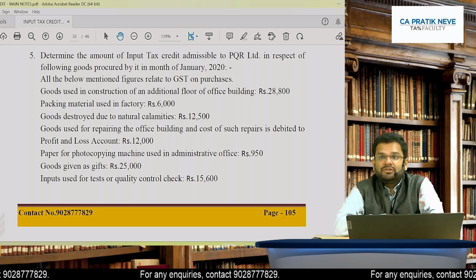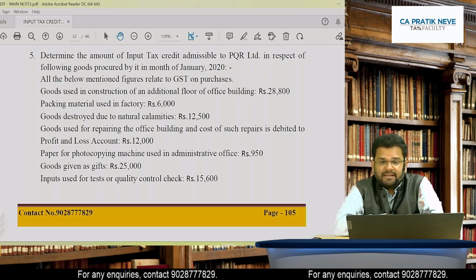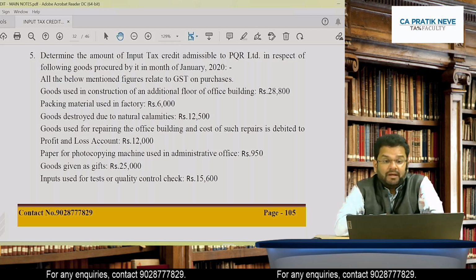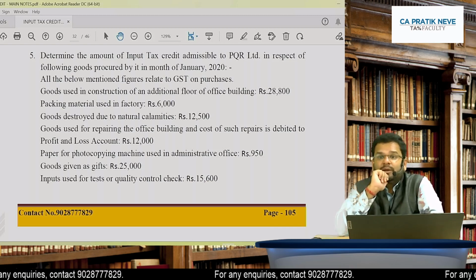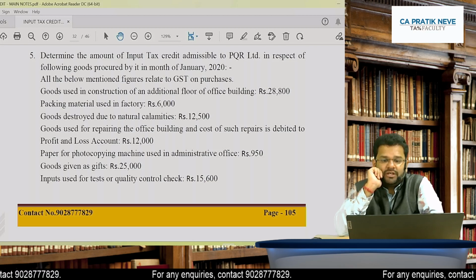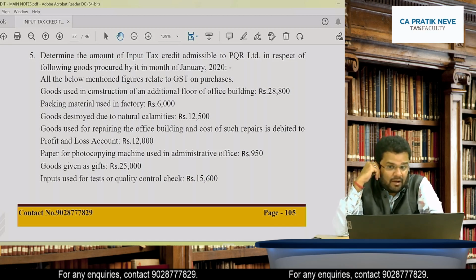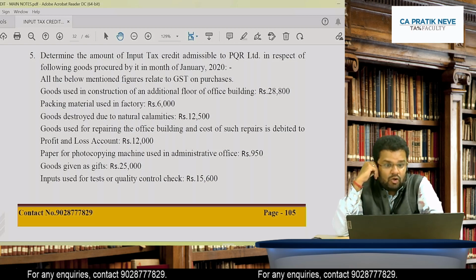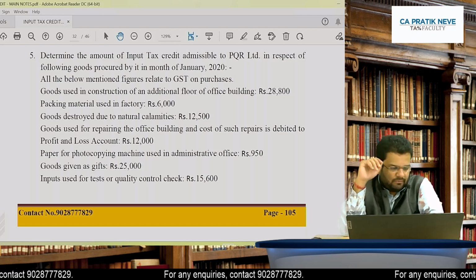Okay. Check. Fifth question. Determine the amount of ITC admissible to PQR Limited in respect of the following goods procured by it in the month of January 2020. All the below mentioned figures relate to GST on purchase. So for each point you have to keep on telling me whether ITC will be allowed or not allowed. Goods used in construction of additional floor of office building. Very good. It will be blocked.